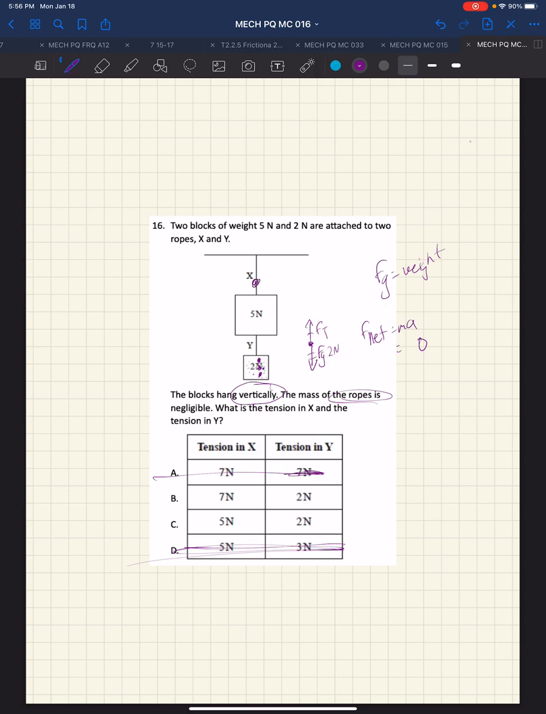Now when we get to rope X, we could replace this 5 Newton block with a 7 Newton block. It's holding up all of the mass of this and all of the mass of that. If we draw a free body diagram, we have the weight of the 5 Newton and the 2 Newton, and that is going to be the force of tension. So we need 7 newtons. That is the tension in X, not 5, so therefore we have choice B.